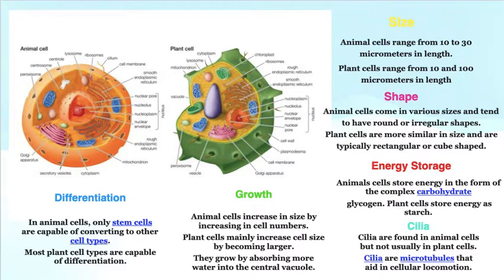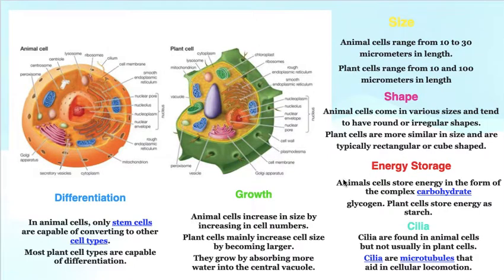Again, starting from size, shape, energy storage, cilia, growth, and differentiation, on these topics, let's understand the differences between the plant cells and animal cells. Animal cells range from 10 to 30 micrometers in length, but plant cells range from 10 to 100 micrometers in length. The shape: animal cells come in various sizes and shapes, tend to have round or irregular shapes, but plant cells are more similar in size and are typically rectangular or cubic in shape.